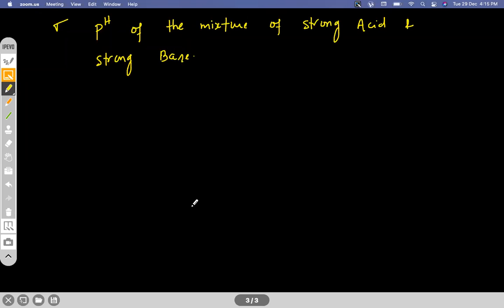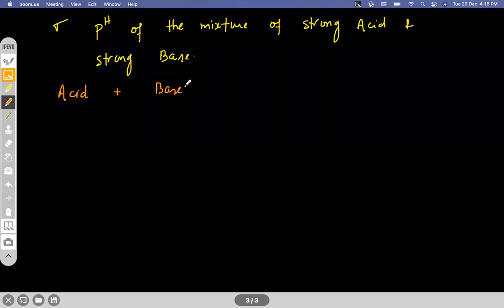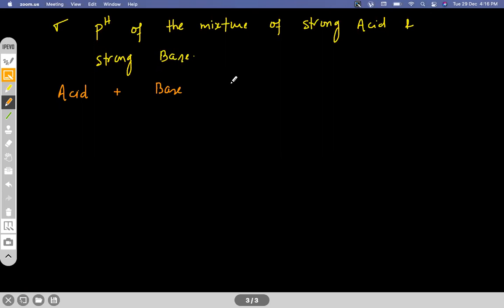Strong acid and strong base. Okay. So there are three different conditions we have over here. So what is happening here? We take acid and base and mix the two. Obviously, acid and base will neutralize each other, right? So it is a neutralization reaction.